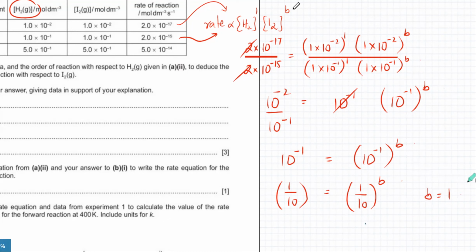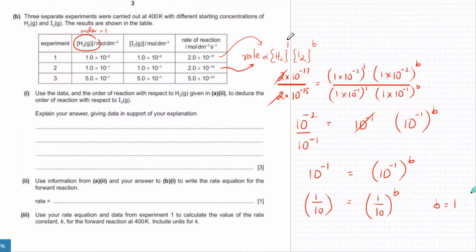So you just have to show them this working. That you know the rate equation partially, you know that the first one is order 1. You don't know what B is. You plug in the data from two experiments, and then you divide the two equations that you come up with, right side and left side, and then you try and solve for B.